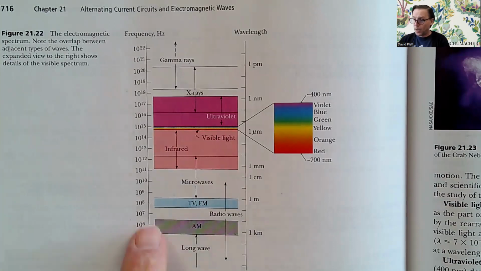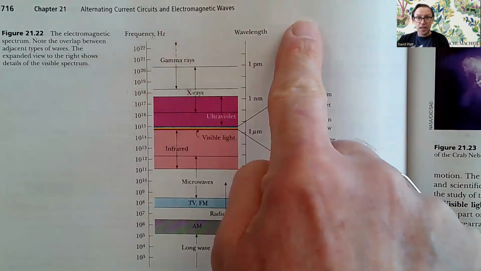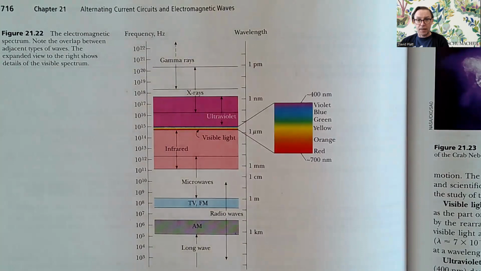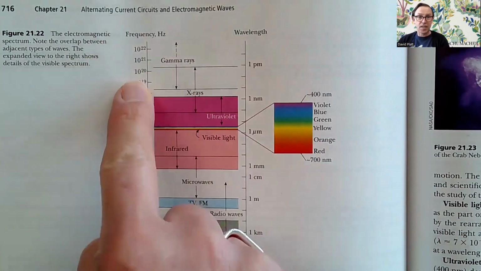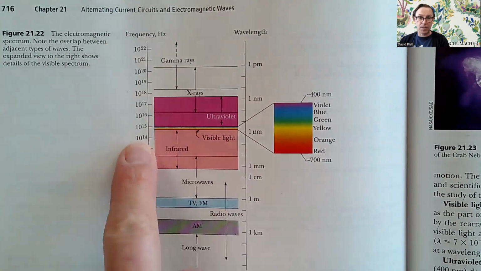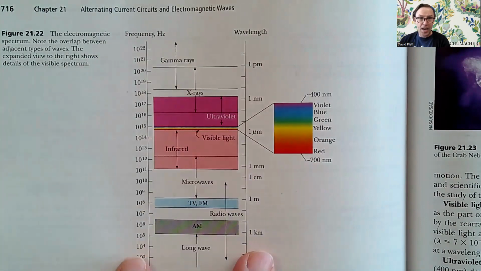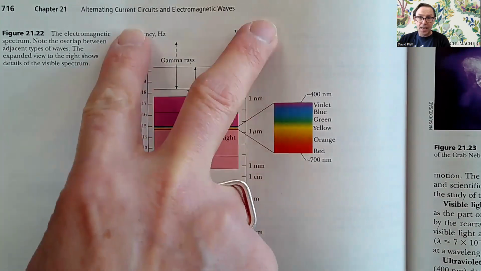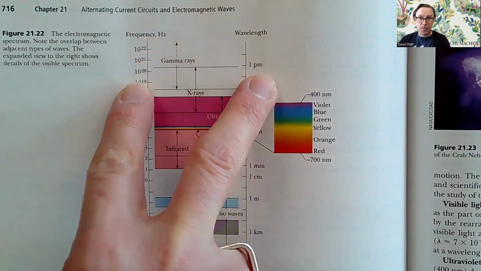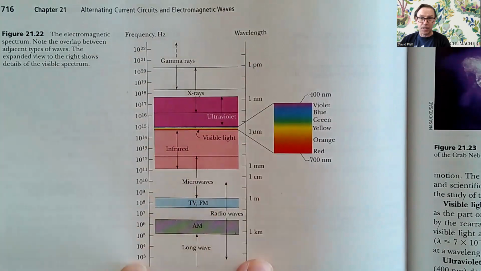So increasing frequency, decreasing wavelength; increasing wavelength, decreasing frequency. As I go this way, I'm increasing in frequency and decreasing in wavelength. As I go this way, I'm increasing in wavelength and decreasing in frequency.